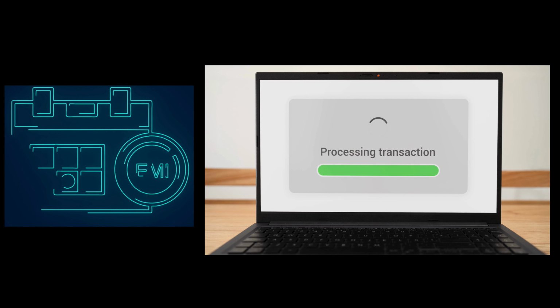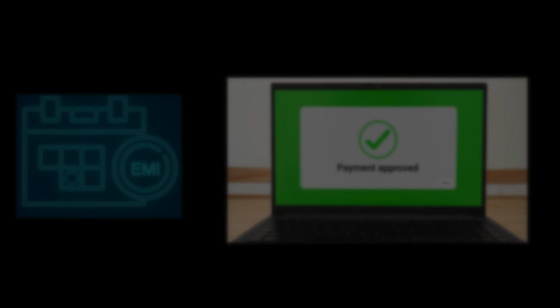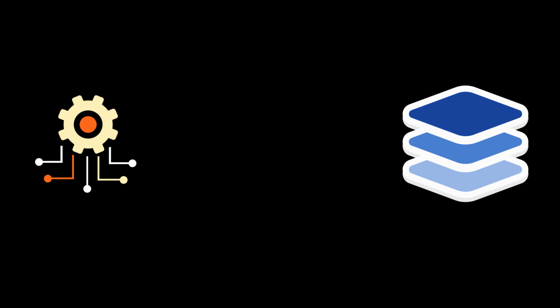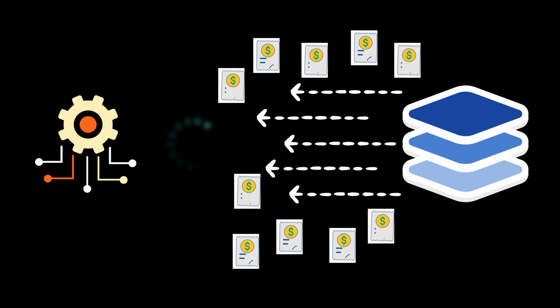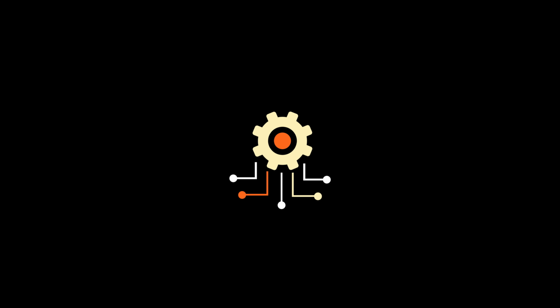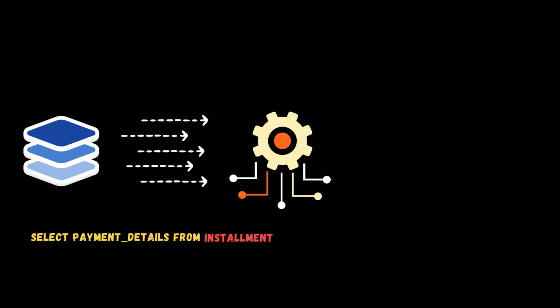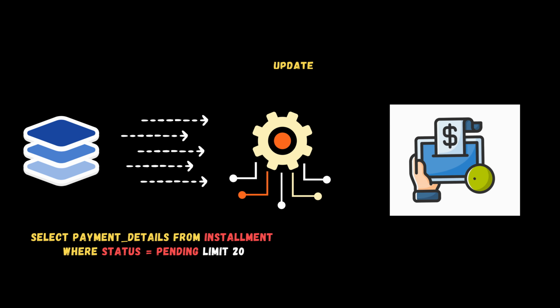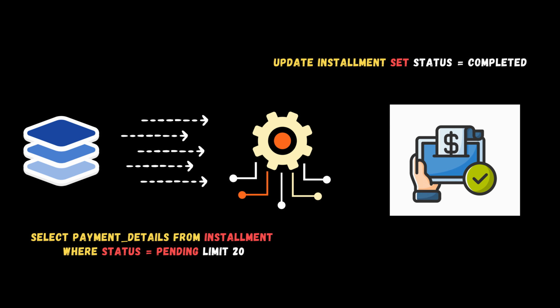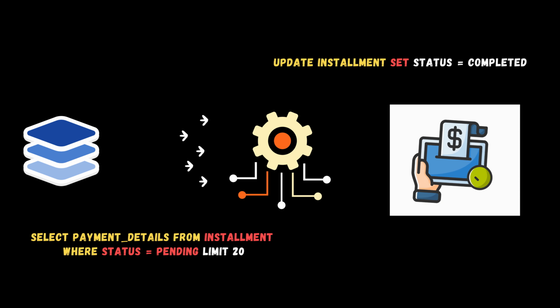Our system processes EMI installments automatically. We used a Bull queue worker running every minute. The worker picks 20 pending installments, processes them, and deducts payment. Here's what the flow looked like: the worker runs every minute, fetches 20 installments where status is pending, deducts payment, and marks the installment completed. Seems straightforward, right? Well, here's where the design problem started.